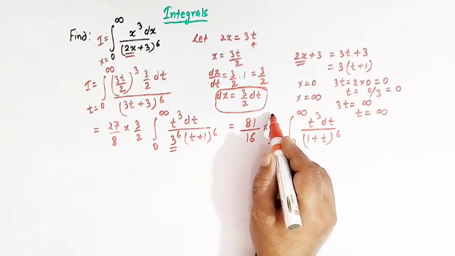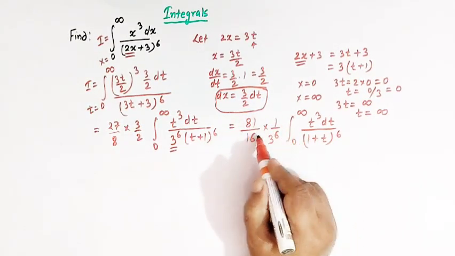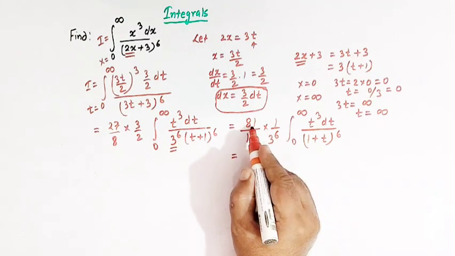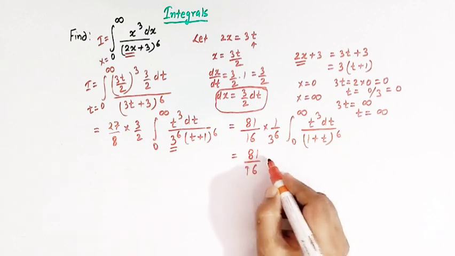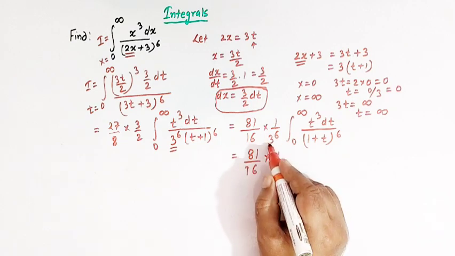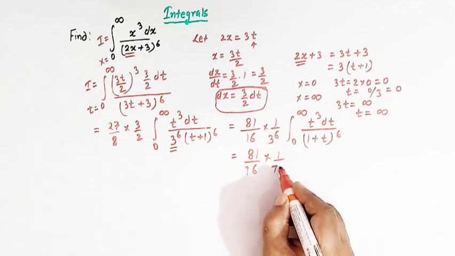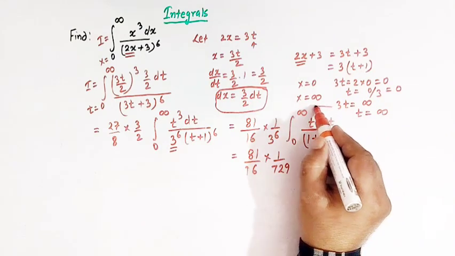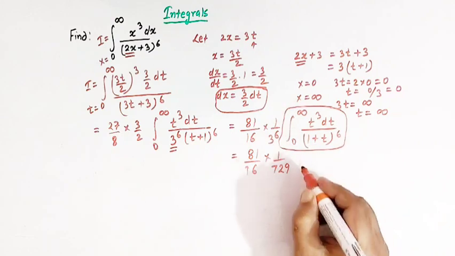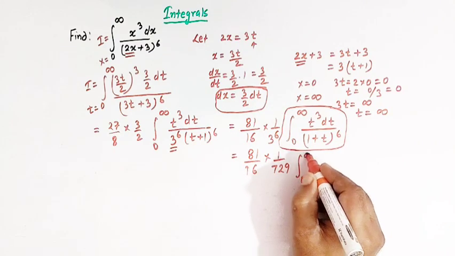So now let us simplify these terms which are outside the integral. Here we have 81 and here we have 16, and 3 raised to 6 is 729, right? And now see this integral, where we have 0 to infinity.